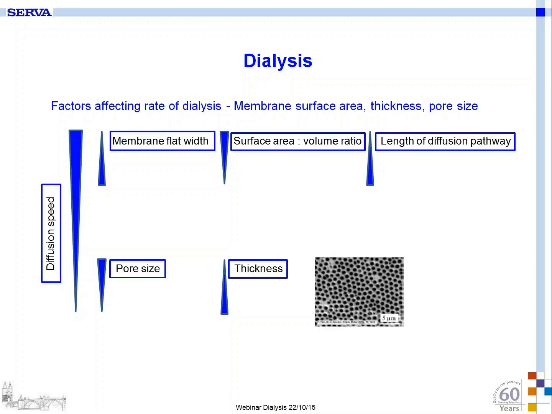The diffusion speed will increase with the pore size and decrease with the thickness of the membrane. Practically, you can't make too thin membranes because the structural integrity of the membrane will be impaired. So usually the membranes you use have a thickness of around 12 to 30 micrometers, which will give you good diffusion rates and still a very good structural integrity of the membrane.